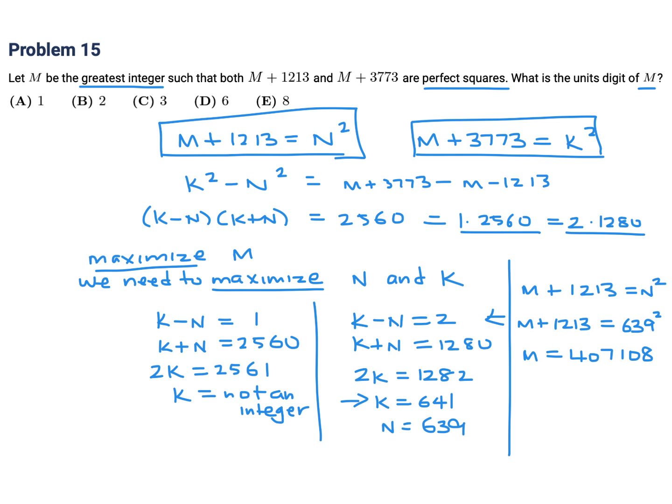And what do they want here? The units digit of m. So the units digit is the last digit there, so that would be 8. 8 is the answer, and that's E.